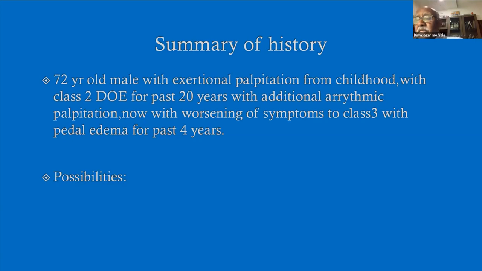Can you think of Epstein's anomaly? Yes, that's possible. Okay. Any other diseases where arrhythmias are a prominent feature? We discussed hypertension as one reason for the worsening. I think you have already told us that he had a coronary angiogram. He also had some obstructive lesions. So I think underlying ischemic heart disease should also be a contributing factor for the worsening of heart failure in this patient.